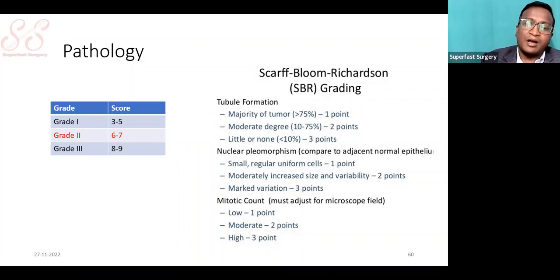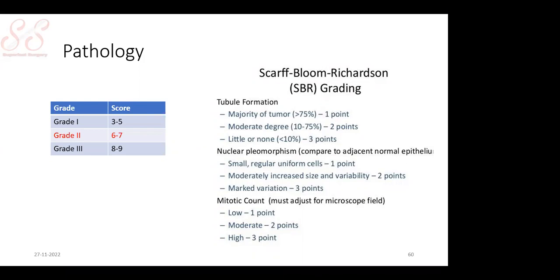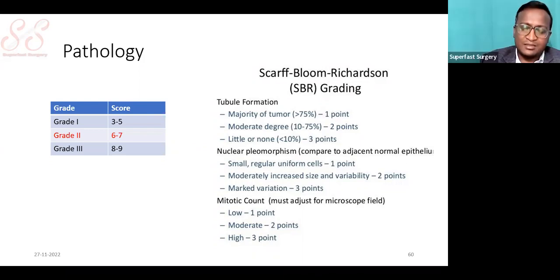Nuclear pleomorphism: how variable the nuclear characteristics are. If it is uniform, that is well differentiated, with small, regular, uniform cells, they will give 1 point. When there is marked variation, they will give 3 points. When there is moderate differentiation, they will give 2 points. Similarly, mitotic count: when the mitotic count is low, they will give 1 point. When it is moderate, 2 points. When it is high, they will give 3 points.